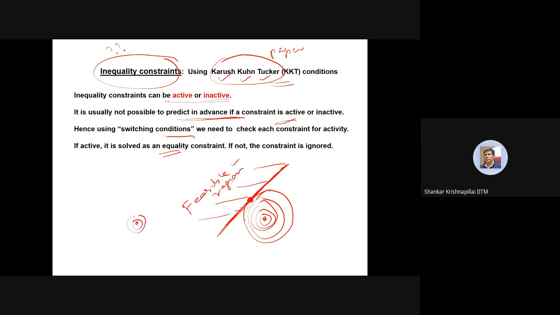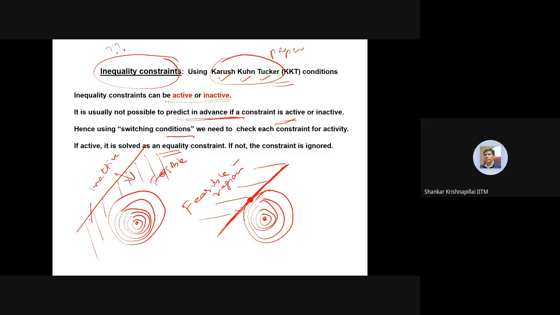Now let's take another case. These are the contours of the objective function. The feasible region of the constraint is coming like this. So this constraint is inactive, because we can ignore this constraint and directly find this minima by equating the first derivative of the objective function to 0. The switching conditions will tell you whether it is this case or this case.